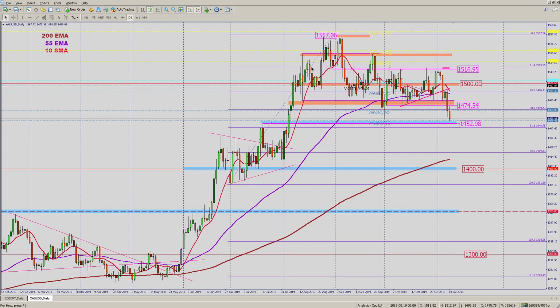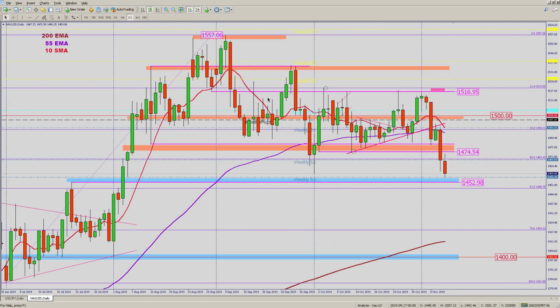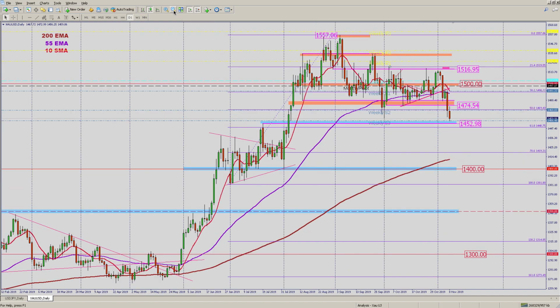Let's move back to the daily time frame. So yeah, a retracement is not unexpected because of such an extended move. On the daily time frame, it has only just fallen below the daily 55 EMA, so there's still quite a bit of room for it to revert back to the 200 EMA mean.